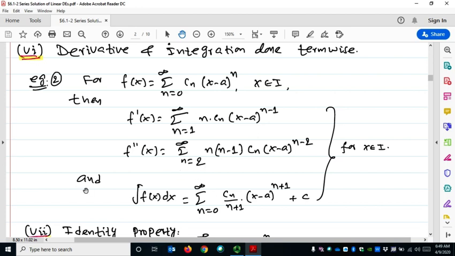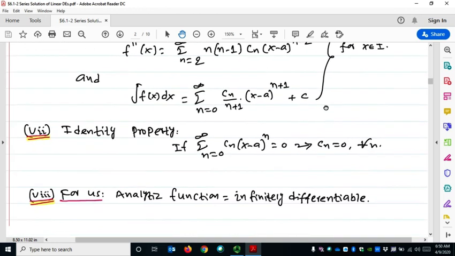Similarly, the integration of a power series is the integral of f(x) dx on the left side. On the right side, I use again the power rule. So cn times (x minus a) to the power n plus 1 divided by the new power n plus 1, plus the integration constant c, and the summation runs from n equals 0 to infinity. Great, let me move on.